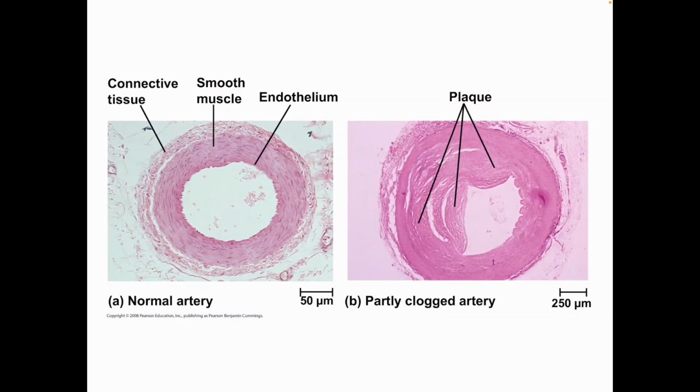You can see on these microscope pictures of arteries, on the left we have a normal artery with the connective tissue round about the outside, then the smooth muscle layer, and then the endothelium. And then there is a nice lumen for the blood to flow through. The diagram on the right shows the connective tissue and the smooth muscle, but you can see there that the lumen has become partially blocked by this area of plaque or atheroma. That has reduced the size of the lumen, and blood pressure in that part of the artery will be increased.